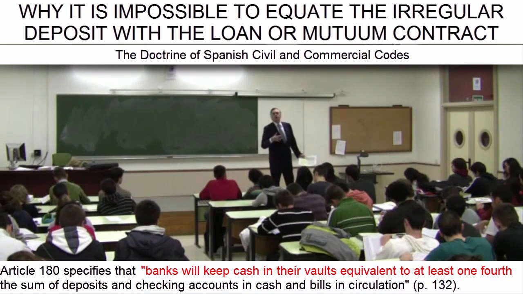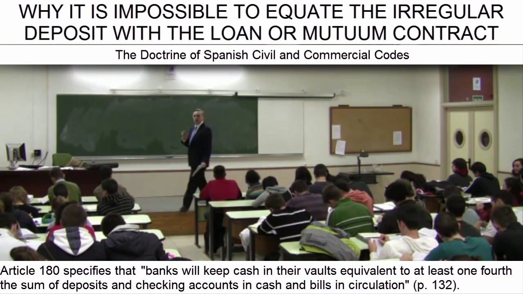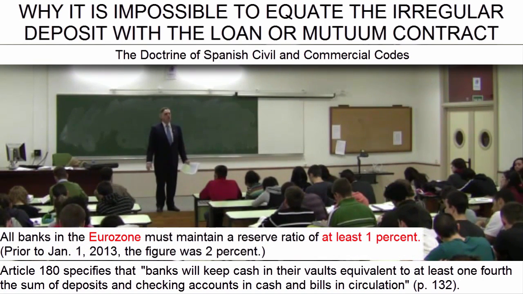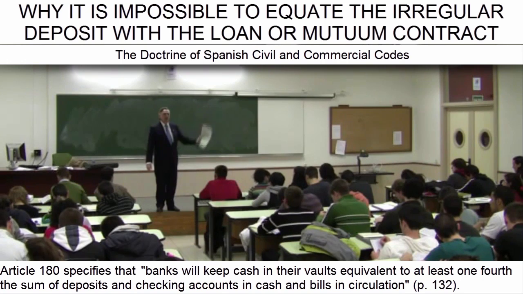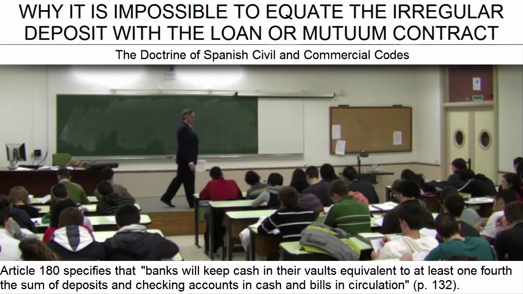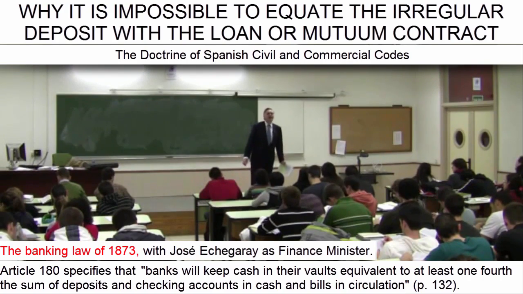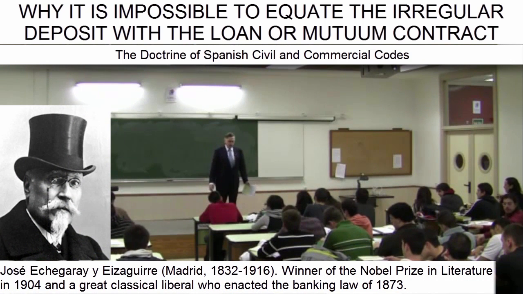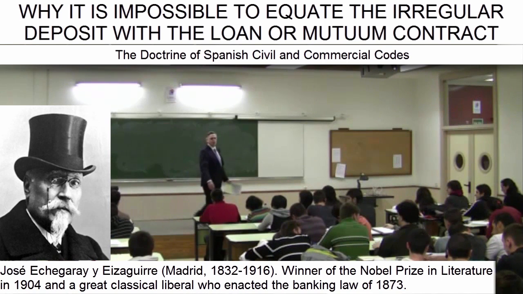It is an anachronism, because with the entrance of Spain into the Eurozone, the reserve requirement for banks, as for all private banks in the Eurozone, was reduced to 1% instead of 25%, as established in the Commercial Code. And it is an anachronism because the origin of Article 180 actually lies in the provisions of the banking law enacted at the request of Finance Minister José Echegaray in 1873. Well, José Echegaray, who in fact won the Nobel Prize in Literature, was a great classical liberal, but he was a confused classical liberal.